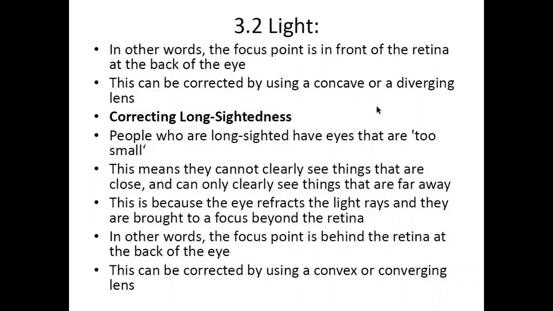Whereas somebody who has long-sightedness has smaller eyes. That means they cannot clearly see things that are closer to them, because the lenses in their eyes refract the light, and it is brought to a focus beyond the retina, on the back side of the retina, hence they are not able to see things that are close to them. So for correcting long-sightedness, convex lenses are used so that they converge the light rays exactly onto the retina.